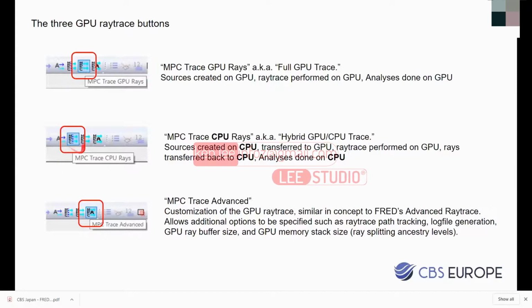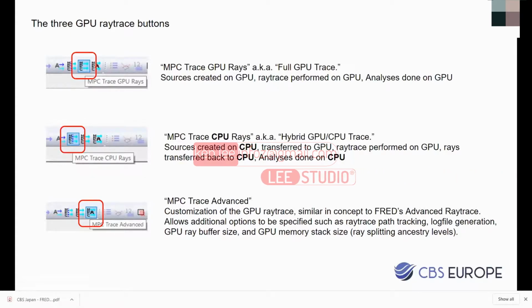And then the button on the left here with the blue dots representing the source is what I call the hybrid GPU-CPU ray trace. This is slightly different. In this case, the source is created on the CPU in the usual way. Then the rays are transferred to the GPU in batches. They're being ray traced through the system on the GPU. And then the results, the rays themselves in their final location, are brought back to the RAM on the CPU. And then the analyses or post-processing is done on the CPU.